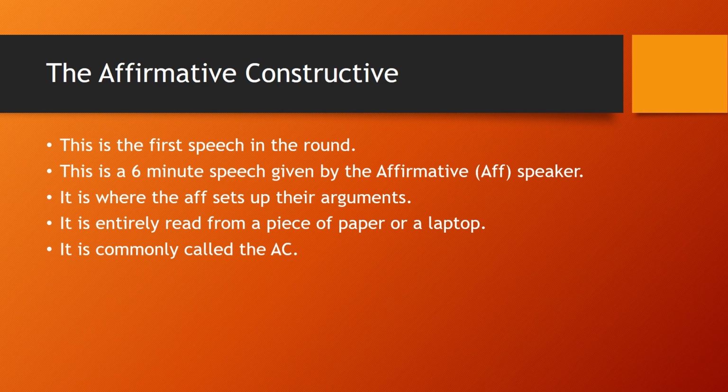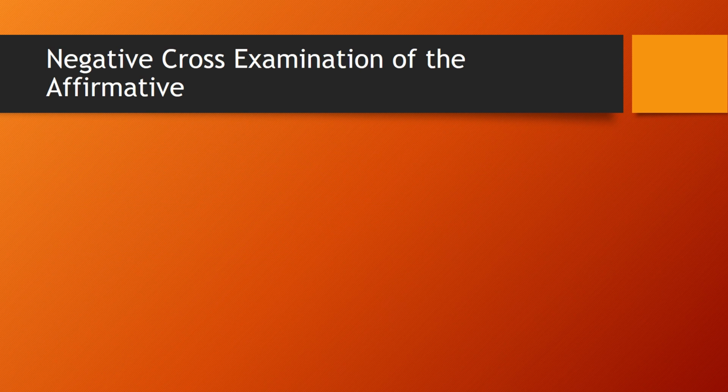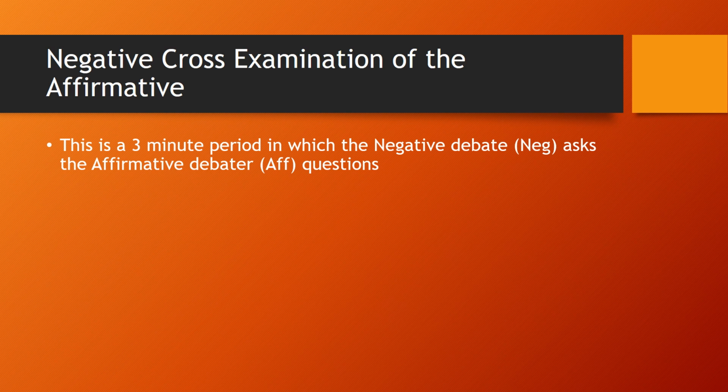The next thing that happens in a round, it's not so much a speech, is the negative cross-examination of the affirmative. This is a 3-minute period in which the neg debater asks the affirmative debater questions.